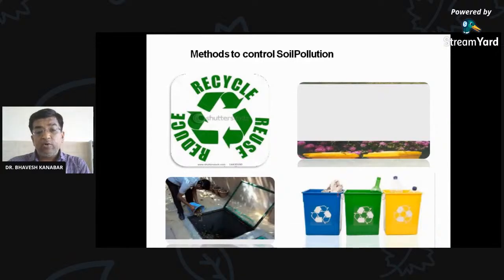And these are the two types of color-coded bins. These bins we are using in our household: blue and green. You have already seen. And the yellow color bin is actually part of biomedical waste management, not solid waste management.